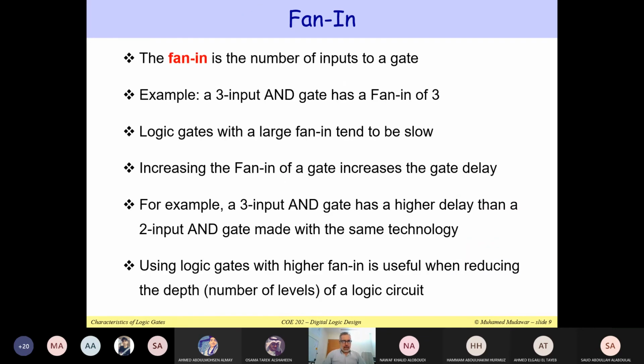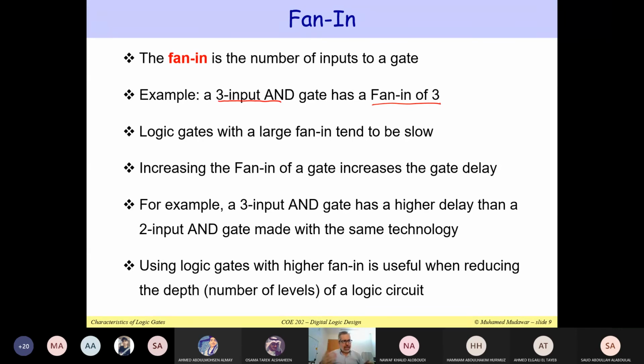Okay. Another thing that we should worry about is what is called the fan in and the fan out. The meaning of fan in is the number of inputs to a gate. For example, we have seen in the previous slide a 3-input AND gate. When you have a 3-input AND gate, we say that the fan in is equal to 3. If you have a 2-input AND gate, the fan in is equal to 2. If you have a 10-input AND gate, the fan in is equal to 10. So that's the number of inputs. Very simple. That's the meaning of fan in.